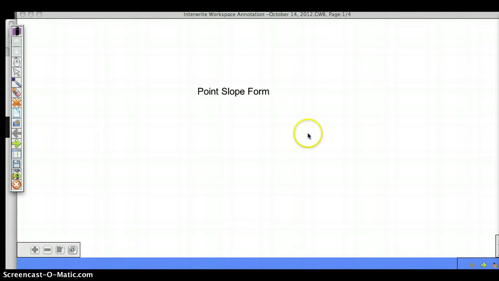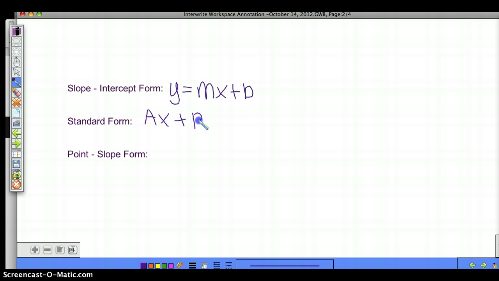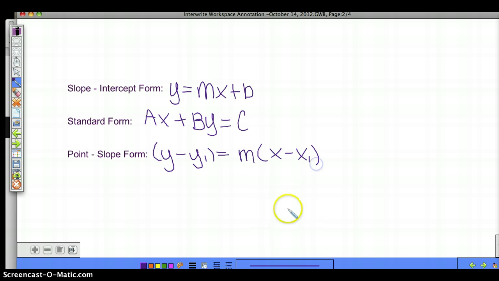Point-slope form is another way that we can write the equations of lines. We have already used slope-intercept form, which, as a reminder, is y equals mx plus b. We've also seen standard form, which is ax plus by equals c. And today we are going to use point-slope form, which is y minus y1 equals m, our slope, times x minus x1.